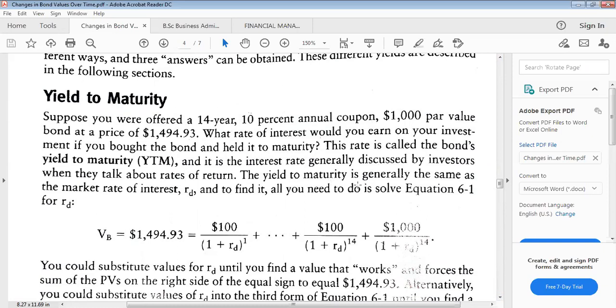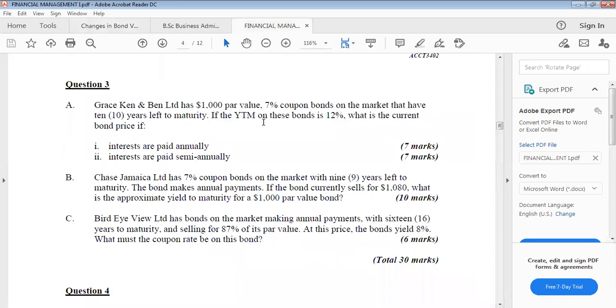The yield to maturity is generally the same as the market rate of interest, RD. Good. So the yield to maturity is the same thing as RD in this case. So in this case, RD is greater than the coupon rate. And when RD is greater than the coupon rate, the bond is sold at a discount.